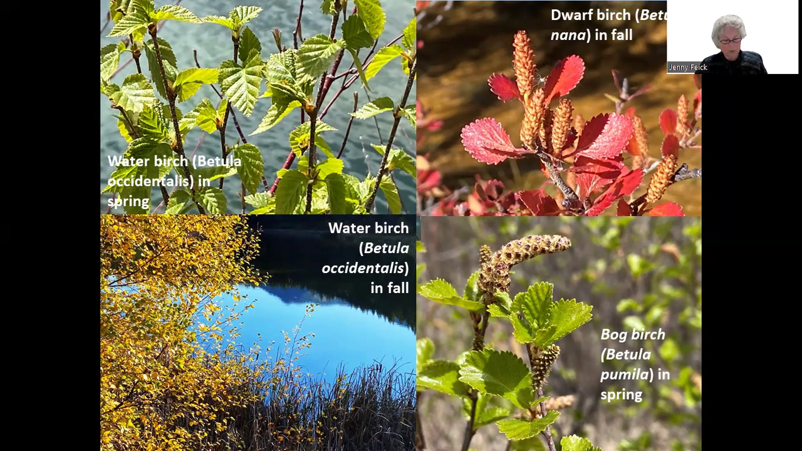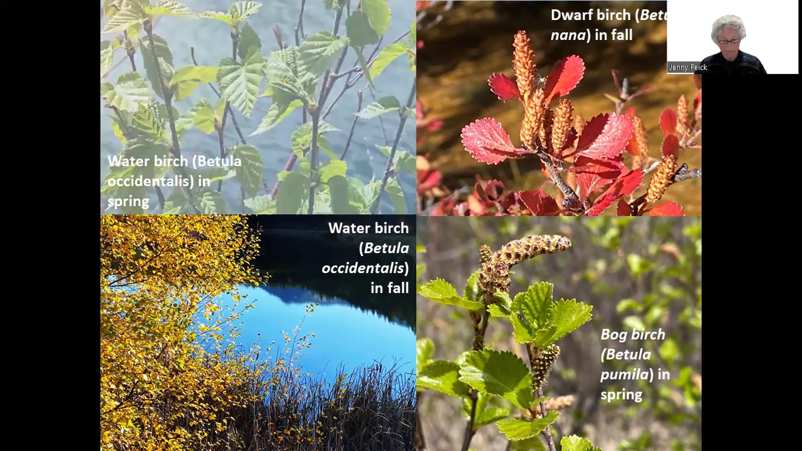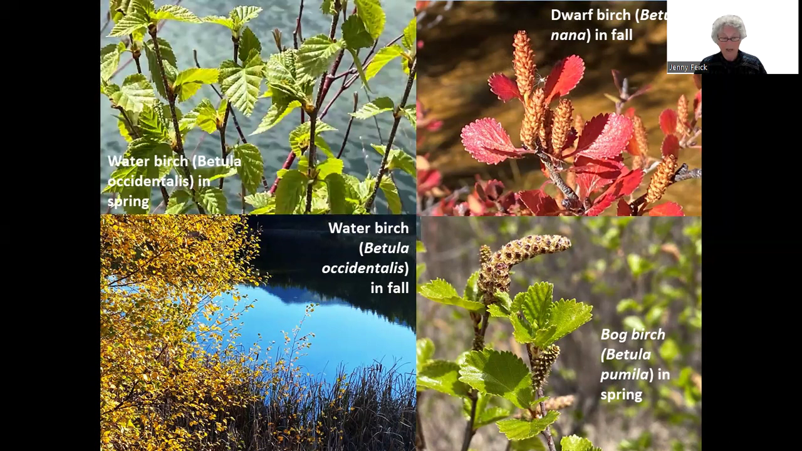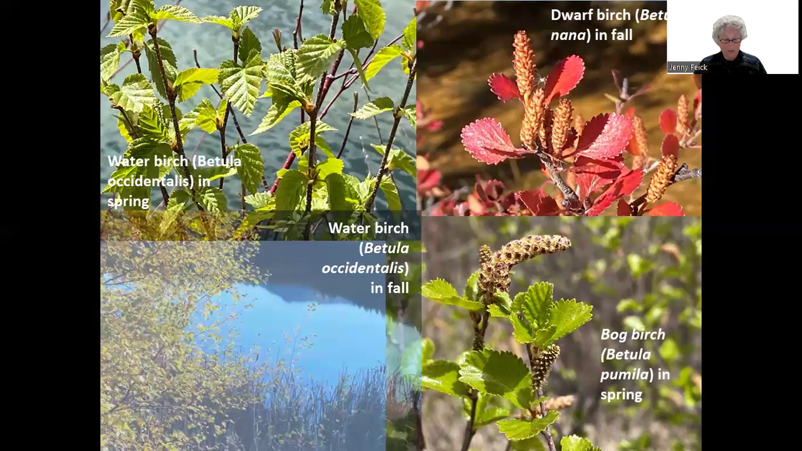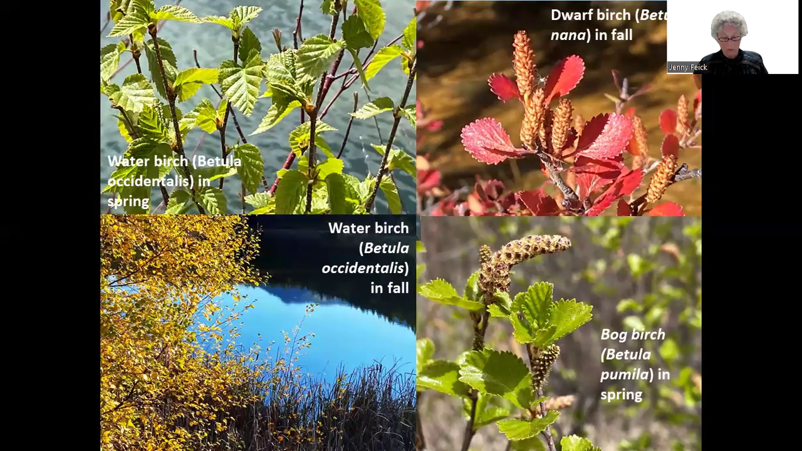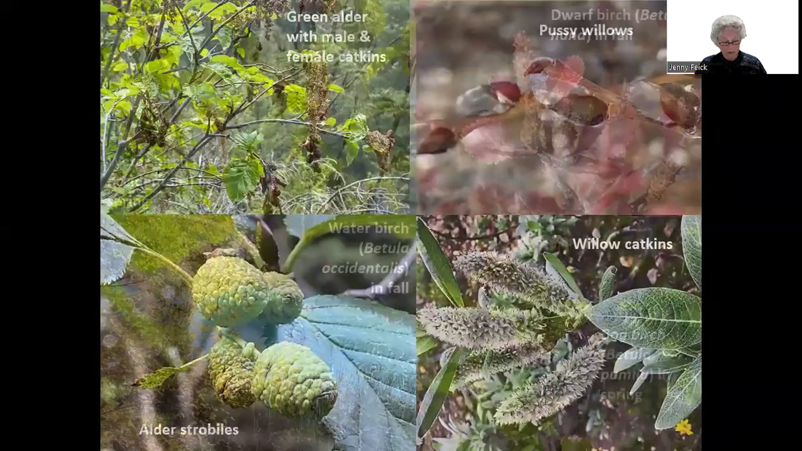And these include a few species of birch, including the water birch, which can actually grow into a pretty good sized tree, like quite tall. And the other ones are definitely shrubs, the dwarf birch and the bog birch. The majority of the shrubs that you will encounter along the GDT are alders and willows.